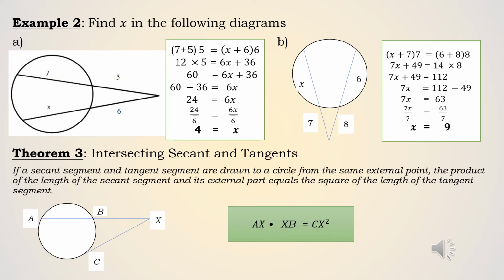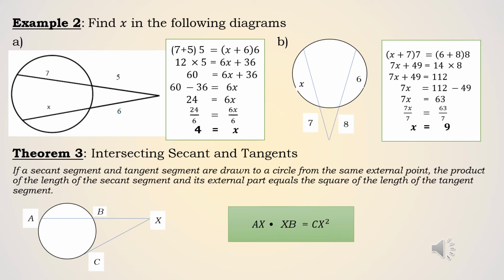Let's go through the examples on intersecting secants. Example 2: find x in the following diagrams. Before we answer the question, let's quickly go through our simple rule for intersecting secants. It's the full length times the outside length. So let's look at part A.